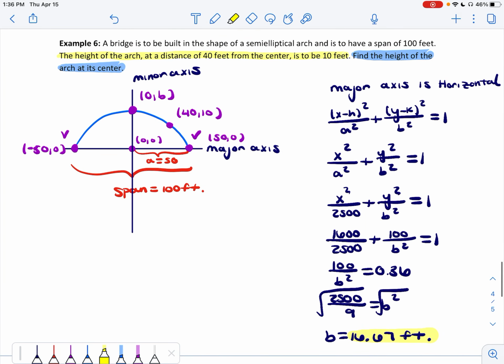Okay. All right, guys, so that is it for ellipses. So the next type of conic section we're going to look at is the hyperbola. So keep watching the next video for more on conics.